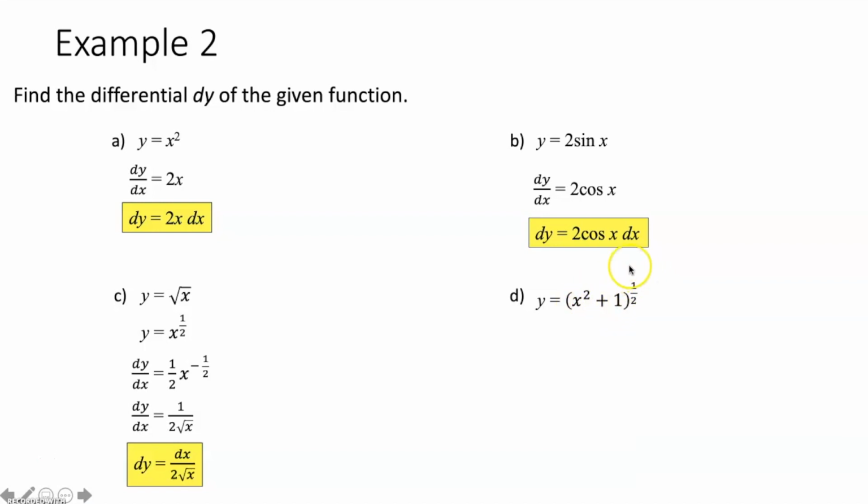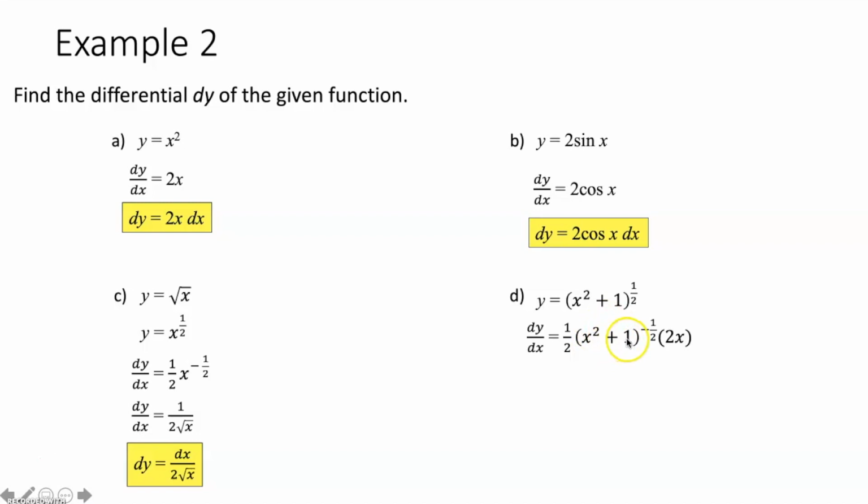So when I use the chain rule, I take the derivative of the outer function first, leaving the inner function alone. So it's going to be 1/2 times x squared plus 1 to the 1/2 minus 1 power, or negative 1/2 power. And then I multiply by the derivative of my inner function. I take the derivative of each of these separately. Derivative of x squared is going to be 2x to the first power. Derivative of 1 is just 0. That's how I get this 2x.